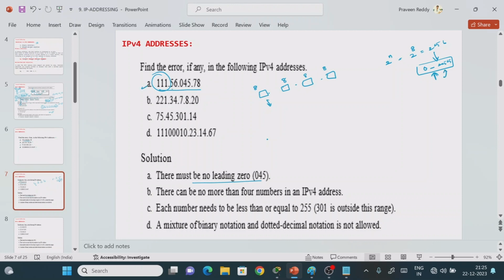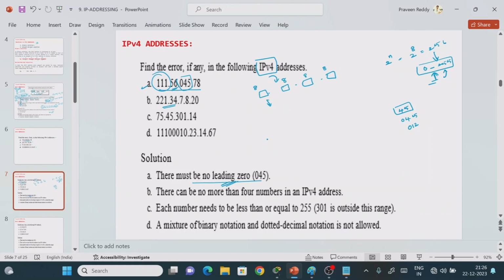56 is also between 0 and 255 in the second octet. It is also correct. But here, if you see, there should be no leading zeros. It means that if you want to write 45, we should write only 45. We should not write 045 or 012 when representing an IPv4 address. Now try to find out what the error is here.